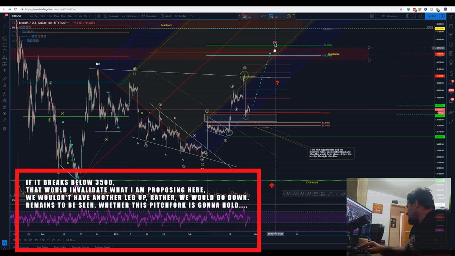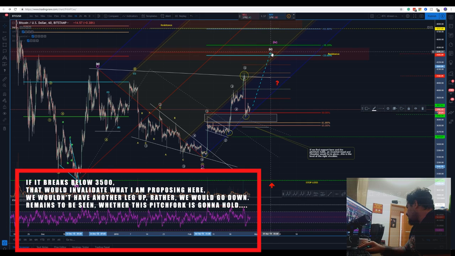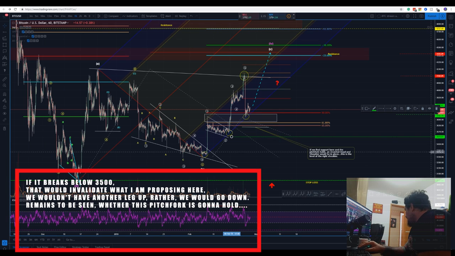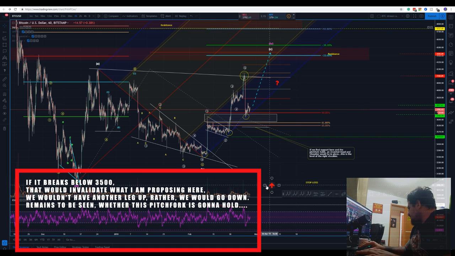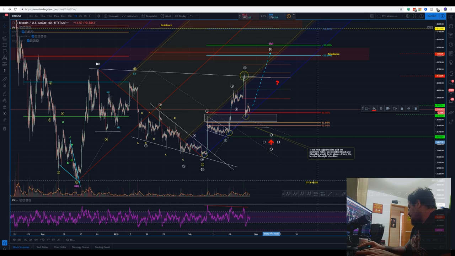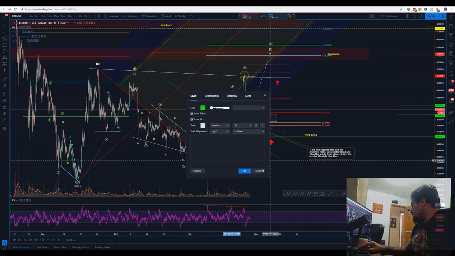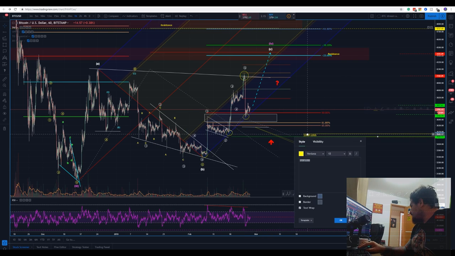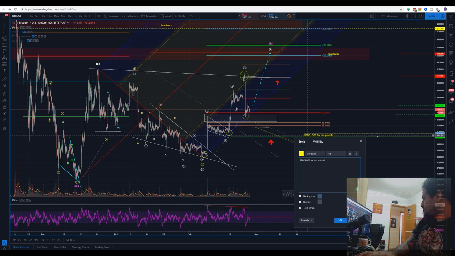If we break this line here, which would invalidate that we have another wave going up to finish this C, it's 3,500. Below 3,500, that's it. So I would move my stop loss to here, my stop loss for longs, the stop loss for the potential last wave to complete wave C, right?